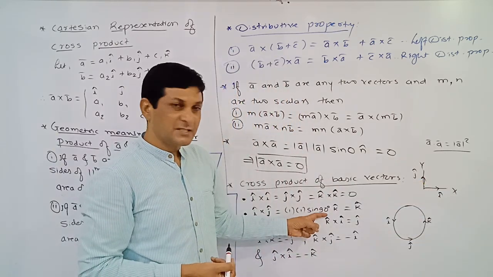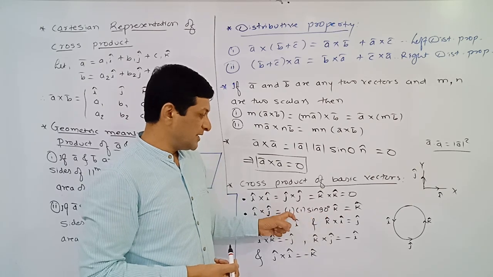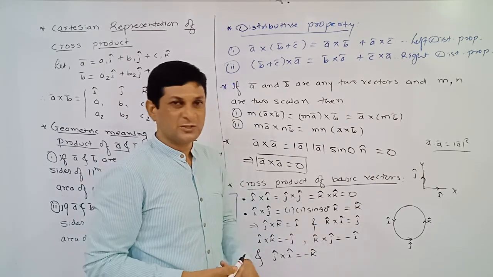But sine 90 is 1. 1 into 1 into 1 is 1. 1 into k cap will be equal to k cap.